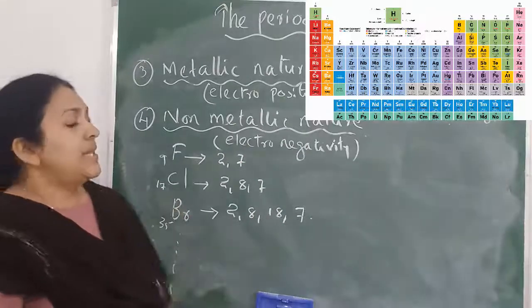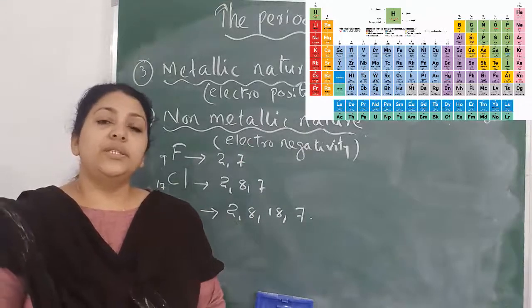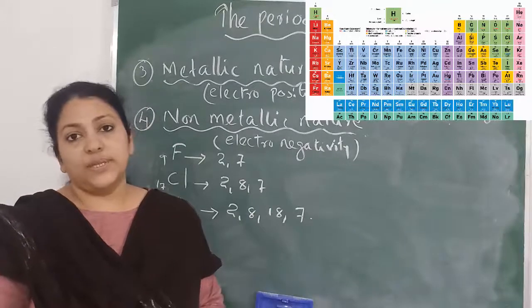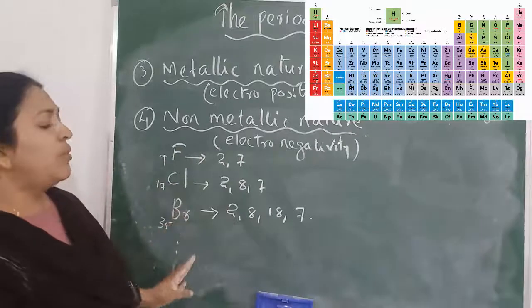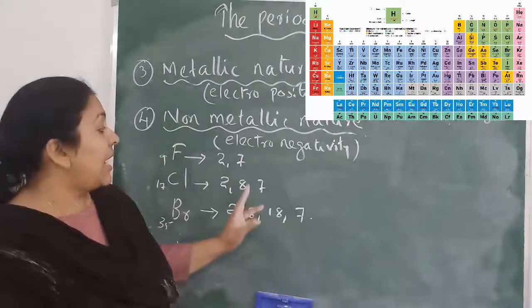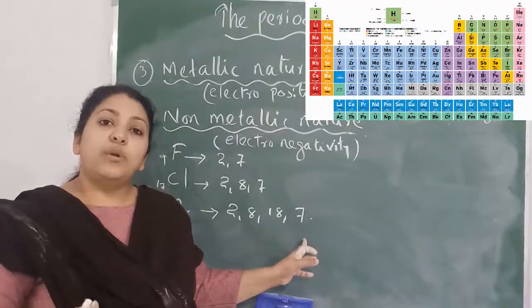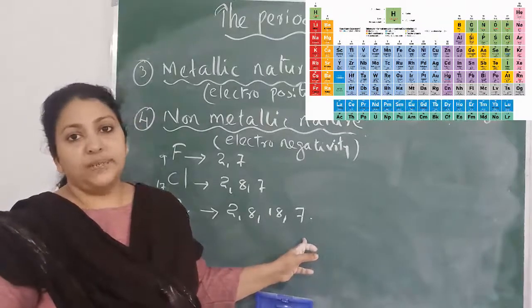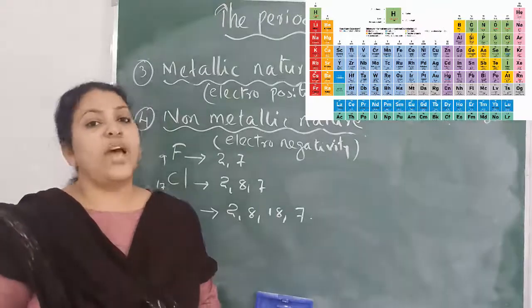Okay, so what is electronegativity? Electronegativity is the ability of an atom to gain electrons, isn't it? So here, every atom, fluorine, chlorine, bromine, iodine, astatine, all of them are having 7 electrons in the last shell. All of them are gaining 1 more electron to complete the octet. But the ability to attract the electron is varying.